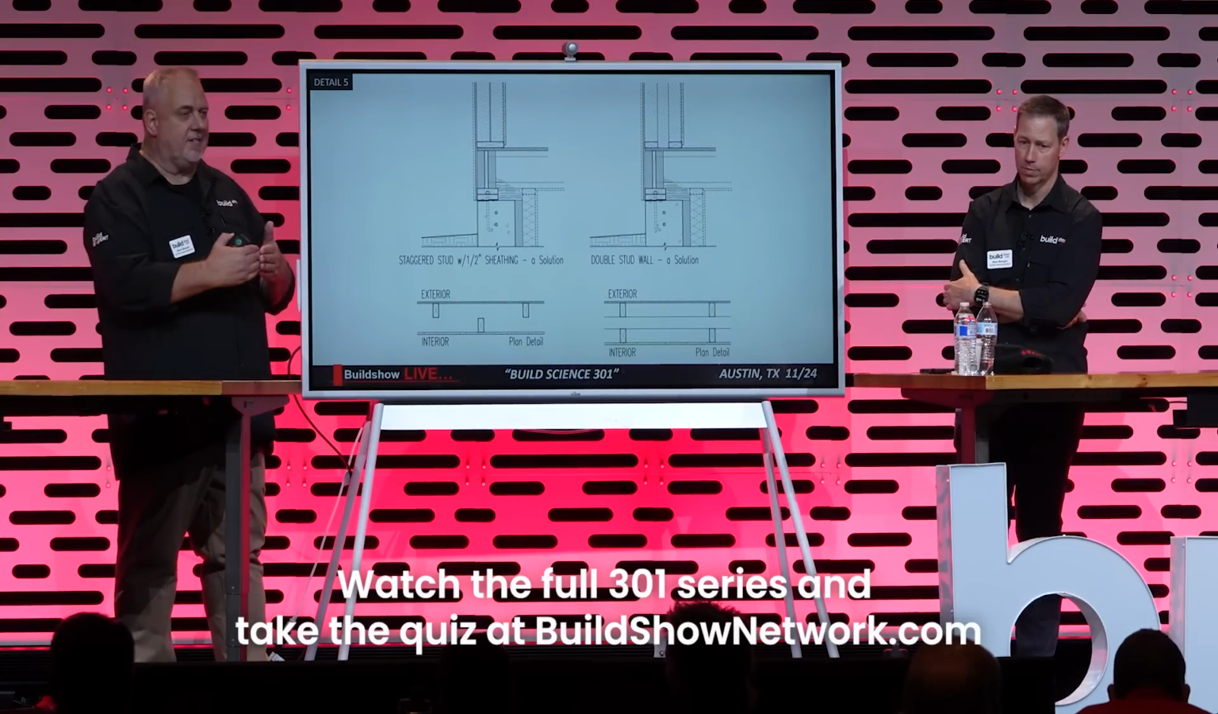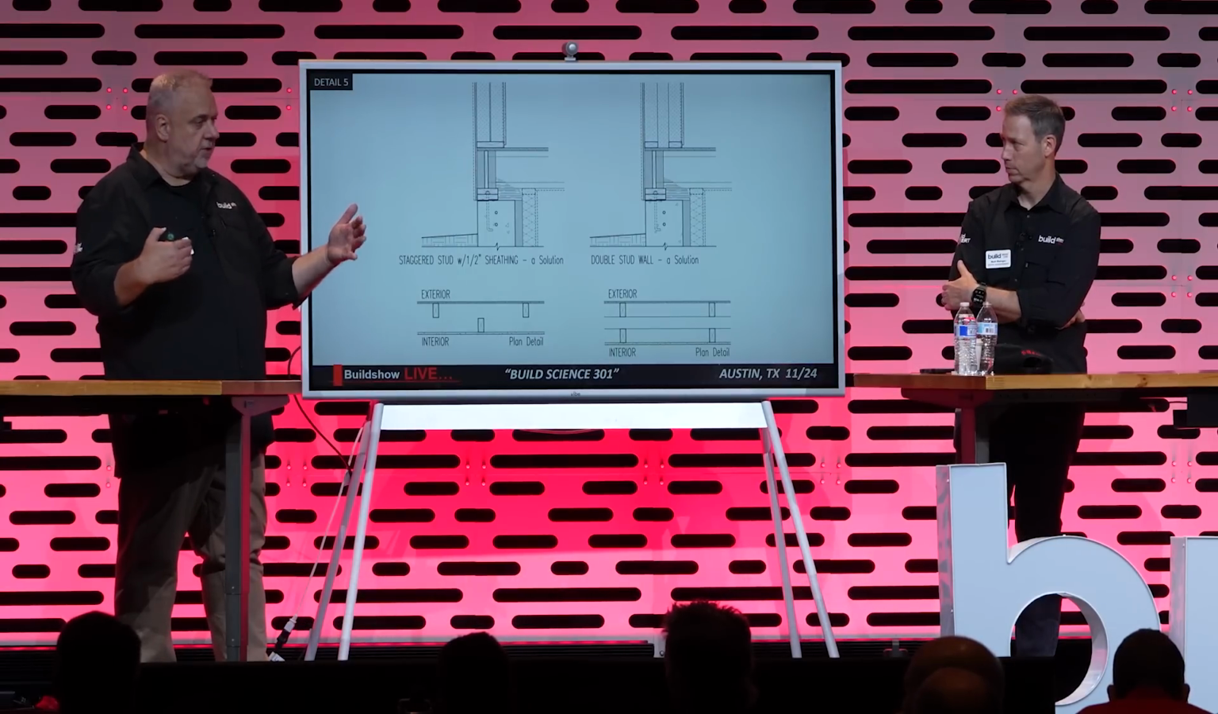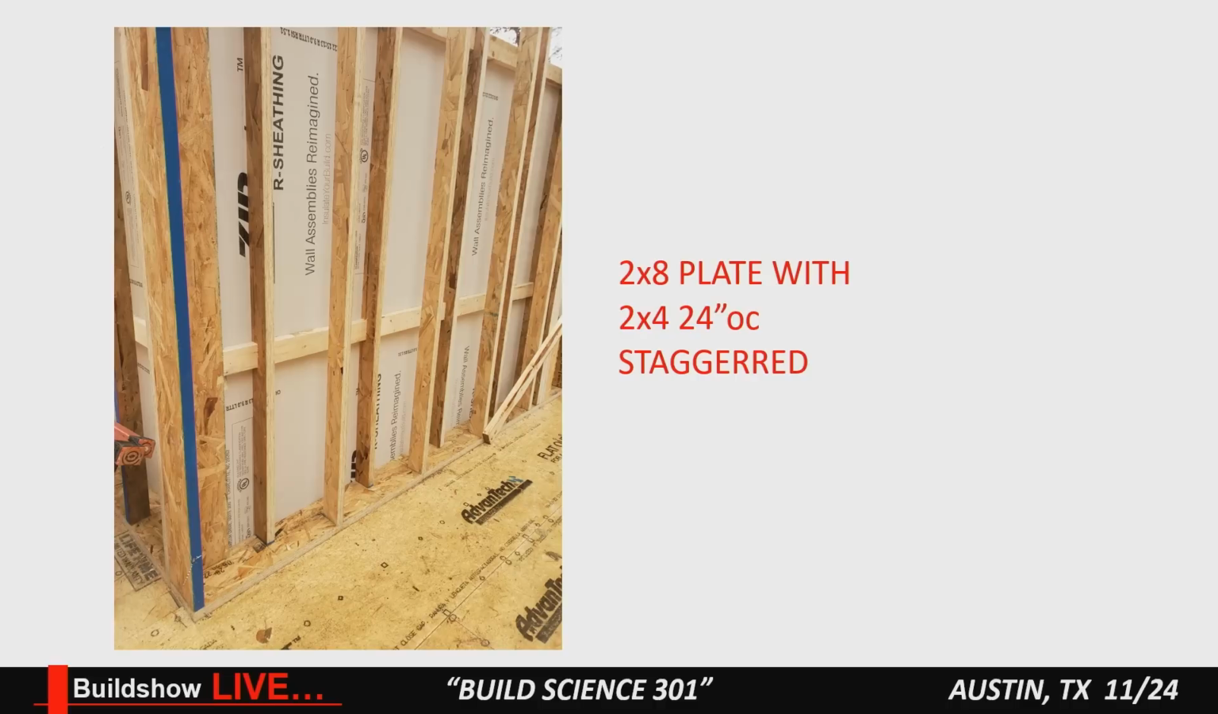I mean, these are pretty much the same wall, just expanded from 7¼ inches to 11 or 12 inches. And there you can see the 2x8 plate with a 2x4, staggered 24 inches, staggered across outside and inside. So basically the studs are 12 inches on center, just they change inside, outside.